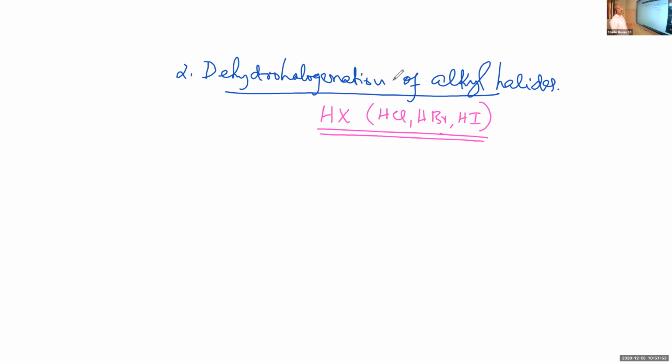And what is dehydrohalogenation? The prefix de means removal, so minus HX. That is dehydrohalogenation. If you add HX, then it is hydrohalogenation. If you remove HX, that is dehydrohalogenation.